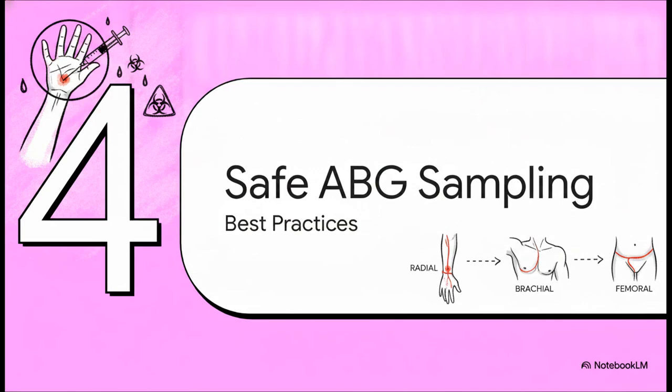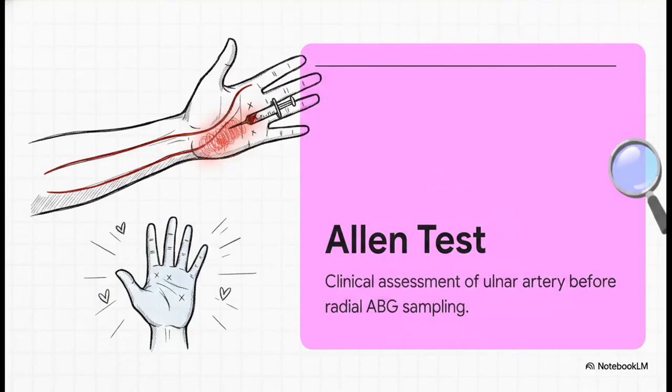Moving to Section 4, Safe ABG Sampling Practices. So, to actually get all these beautiful numbers we just talked about, we have to draw arterial blood. In a clinical setting, your absolute first priority is the radial artery right there in the wrist. If that fails, you go for the brachial, and only as a last resort, you go for the femoral.